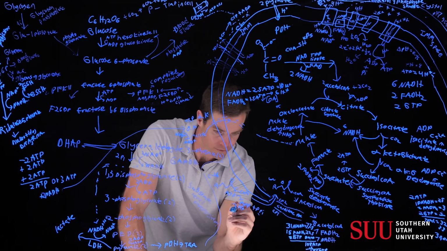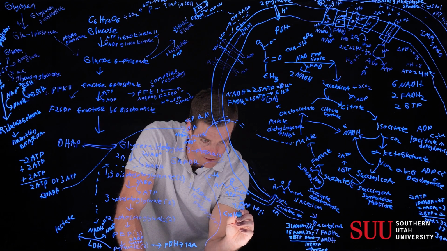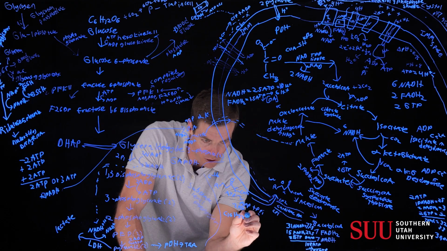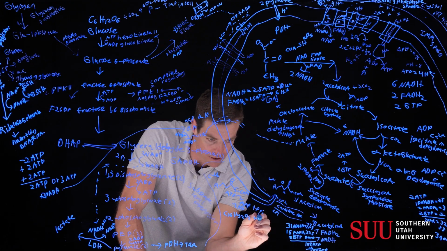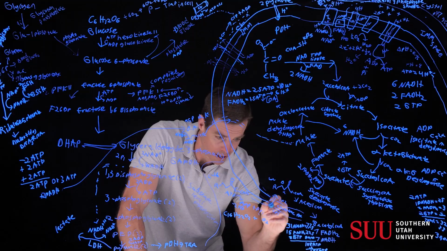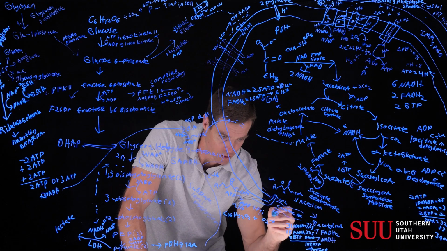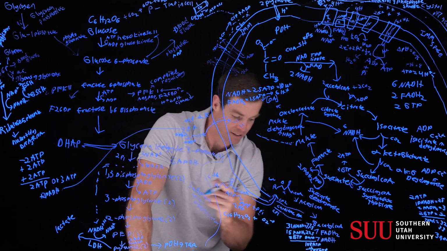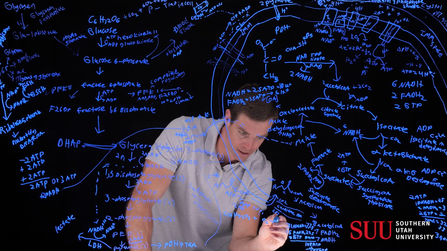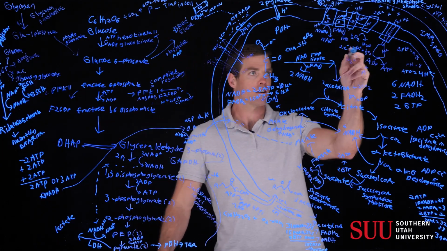So we could write this equation, for example, of the oxidation of palmitic acid. C16H32O2 plus so many molecules of oxygen, and that's going to go to, well, we're oxidizing it to CO2. There's 16 carbons, so you get 16 CO2, and of course some water.